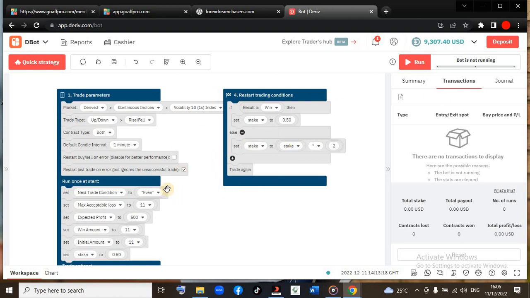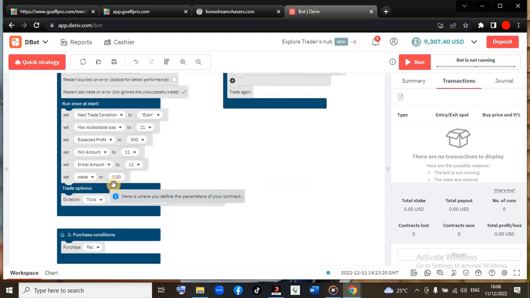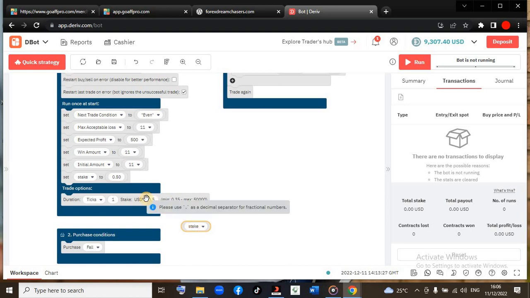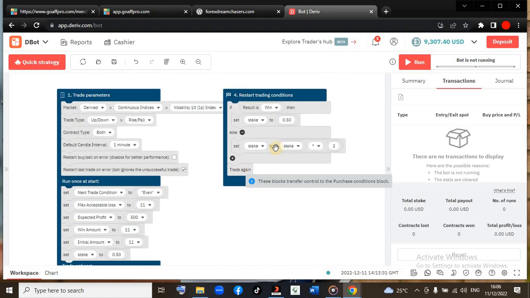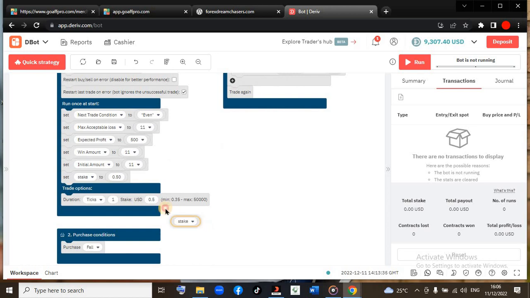Now this board is ready to play. You change this stake, and then you change this stake as well. You remove this one like this. You just drag and then you change. Make sure that your stake is the same. You can see 0.50, 0.50, and so on. So everything must be the same when it comes to stakes.